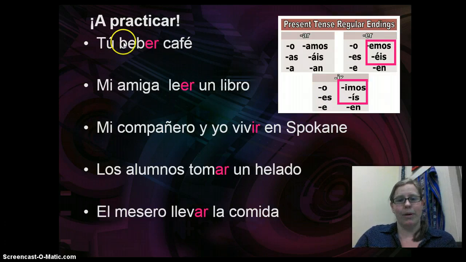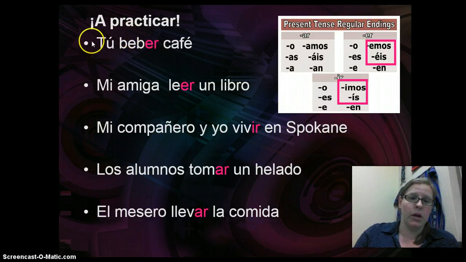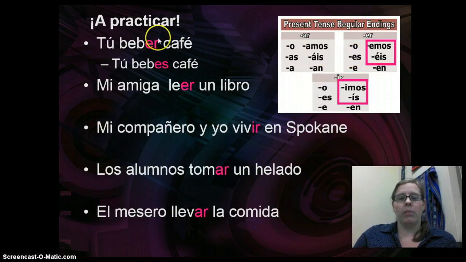So let's look at tú beber café. Well, the first thing I'm going to do is take off that ER ending. It's out of here. I'm going to identify who's verbing. In this case, it's given to me, tú. And I'm going to look over here. The correct ending for tú is es. So I can come up with tú bebes café. It's really important to say bebes as opposed to bebés, which we talked about why that's important in class, okay?